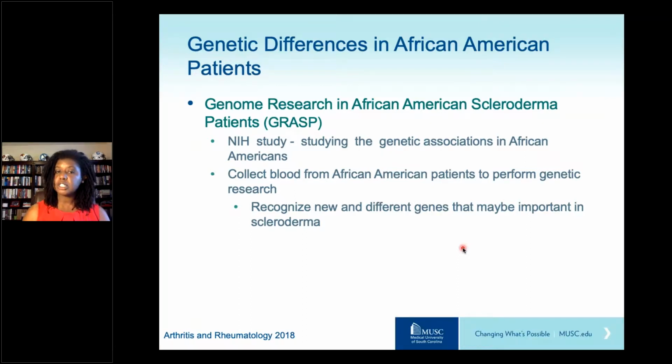So all of these clinicians and scientists see scleroderma patients at their respective institutions, and they consent these patients to collect blood and to perform genetic studies with their consent to look at differences in genes among African Americans and non-African American patients to look for similarities as well as differences. And through this study thus far, they have recognized new genes that were not necessarily associated with scleroderma, or different genes between African American and non-African American patients with scleroderma that may be important in the long term to explain these differences.